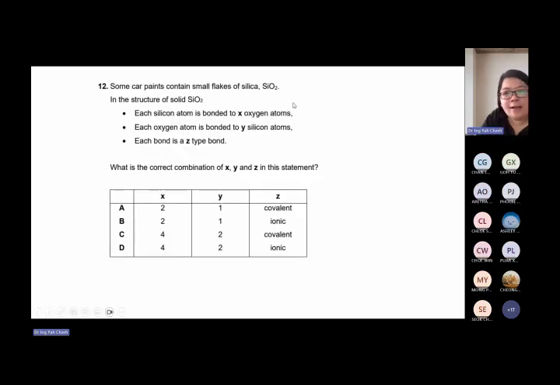Now this SiO2, the name, including the oxidation number of silicon, is actually called silicon(IV) oxide.